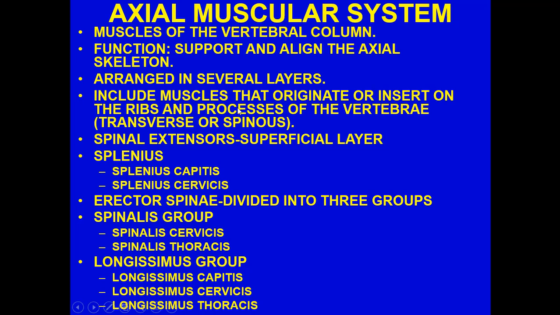You can kind of tell. Splenius capitis has got to do with the head. Cervicis is the cervical vertebrae. The erector spinae are divided into three groups. The spinalis group, the longissimus group, and we'll get into that last one in a minute. But the spinalis group includes the spinalis cervicis and the spinalis thoracis. The longissimus includes the longissimus capitis, longissimus cervicis, and the longissimus thoracis.